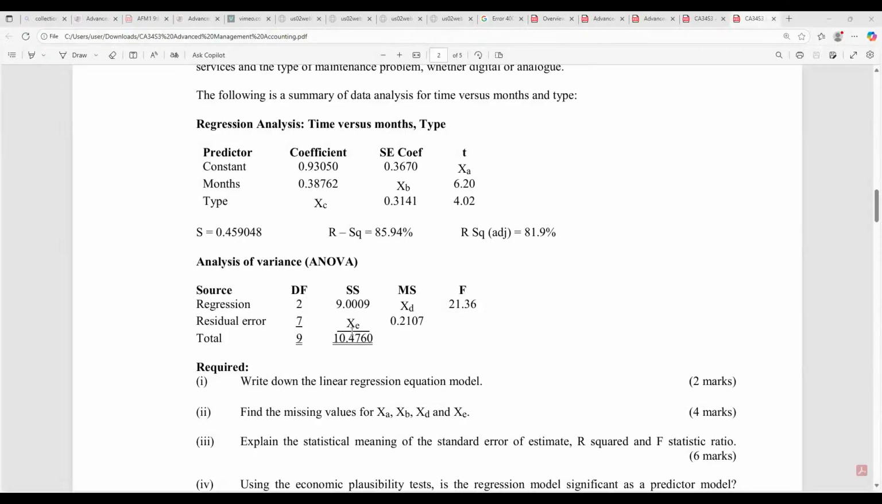Then we have this XE. Can you kindly tell me what is the value of XE, somebody? If you don't know how to explain how to get it, just tell me the answer. That is straightforward because, ladies and gentlemen, you can see for them to have gotten this total of 9, they took 2 plus 7. So it will be this plus this equals this. So I can write this down.